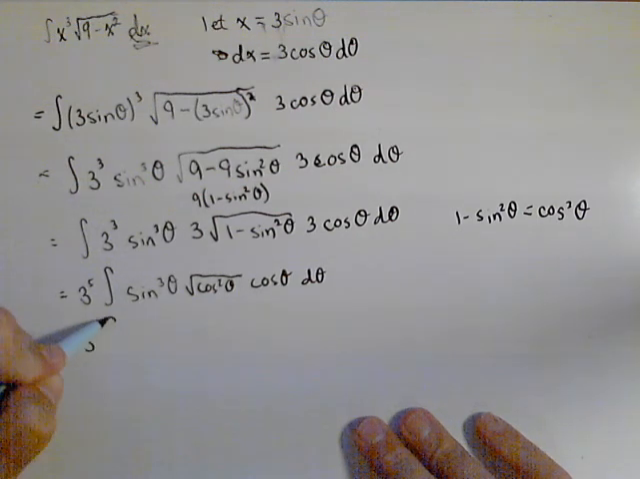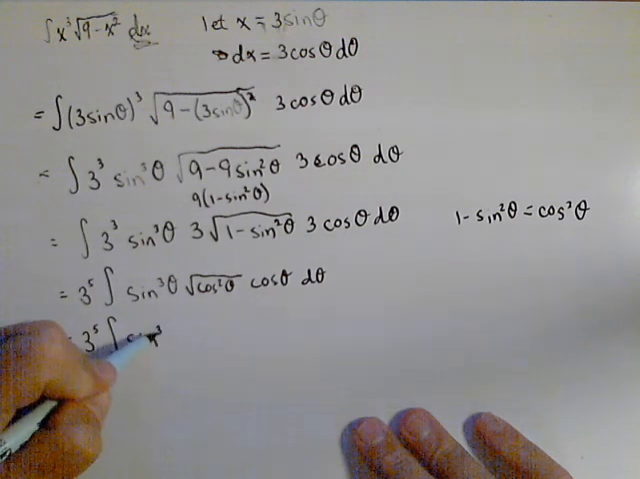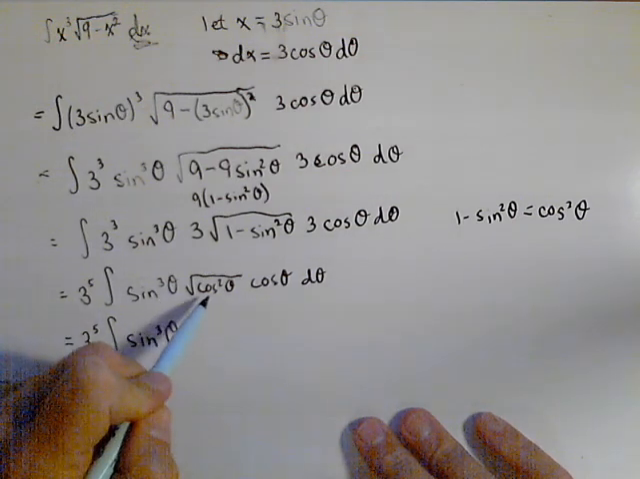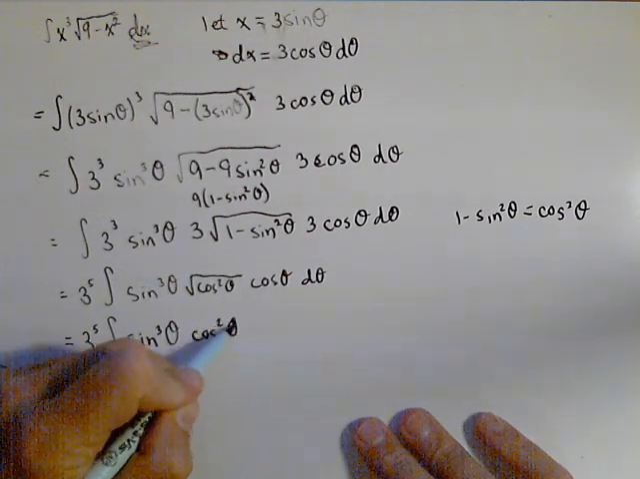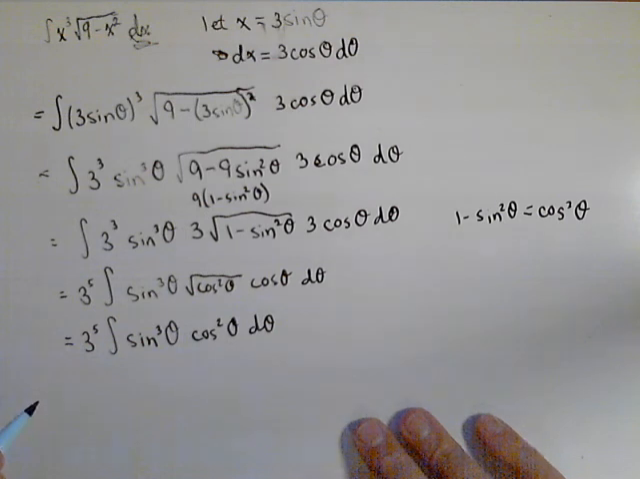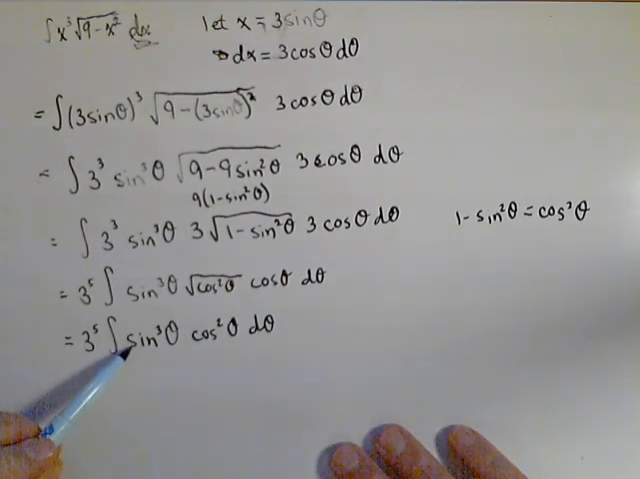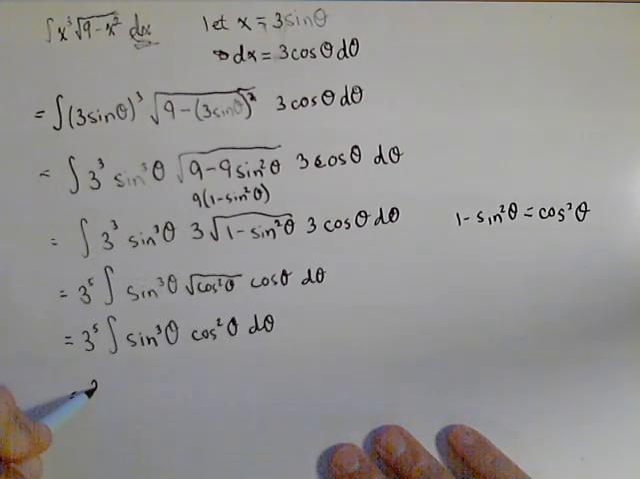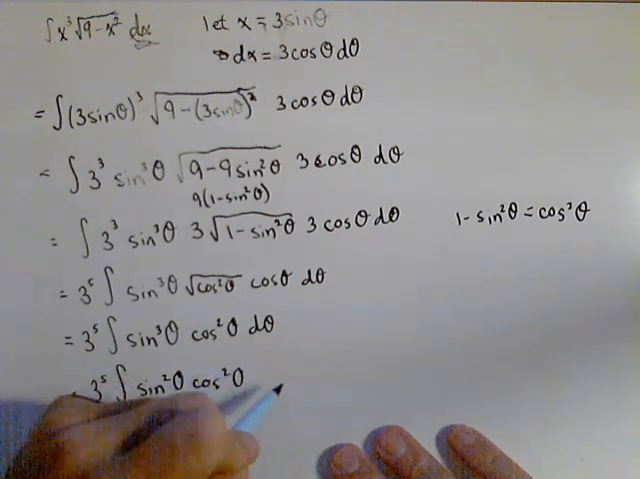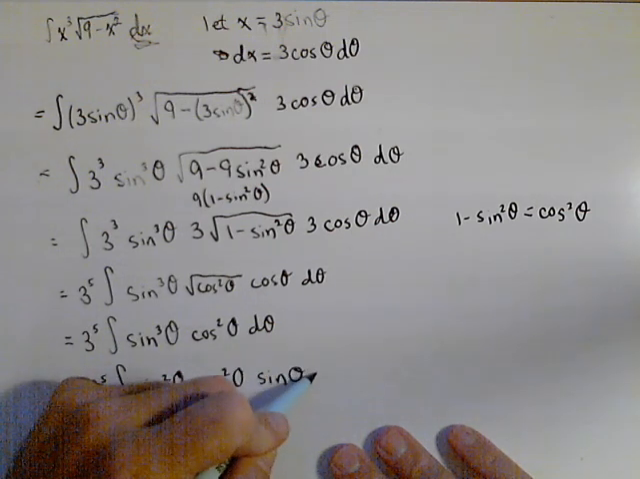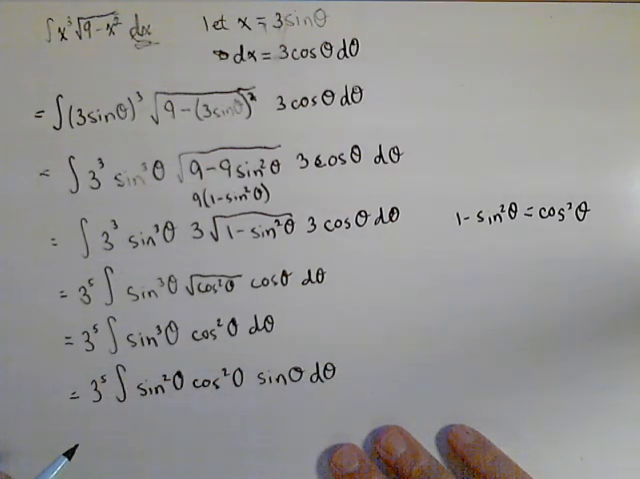So I got 3 to the 5th sine cubed theta. Square root of cosine squared is just cosine times cosine. So I have a cosine squared theta d theta. There's a nice little trick we can use with a u sub to help us out here. And that is, we're going to peel off one of the sines. So I have 3 to the 5th sine squared theta cosine squared theta. Then here's where I'm writing that other sine theta d theta.